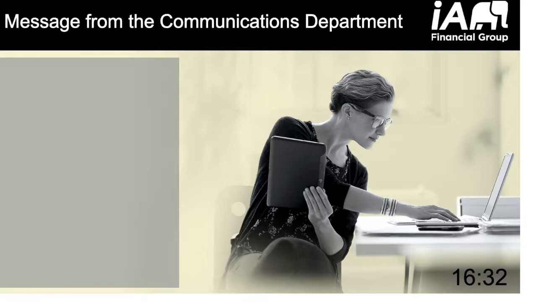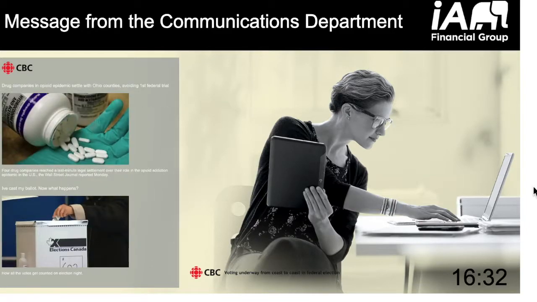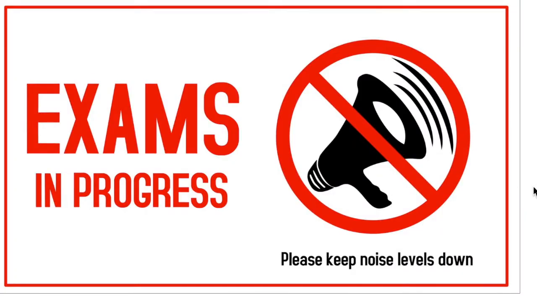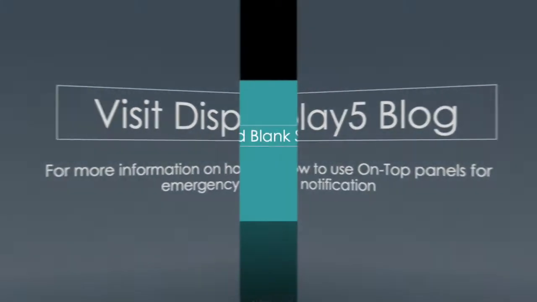Some good examples of on top content would be an emergency message, an announcement, or an advertisement. The on top panel can be any size, but typically it either covers the entire canvas, or is a ticker or marquee message panel at the bottom or top of the canvas. To learn more about on-top panels for emergency messaging, please visit the Display 5 blog.